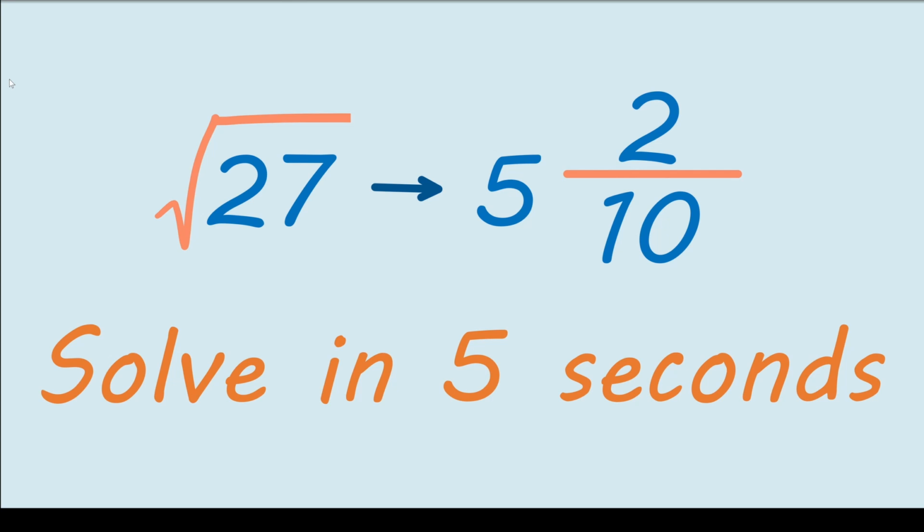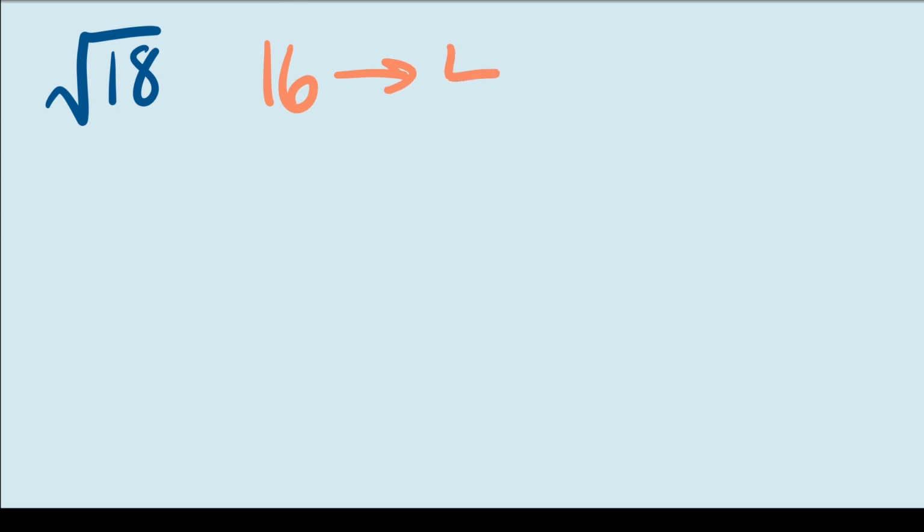First, I'll show you the trick, and then we'll do a few practice problems after that. Let's get started. Okay, so let's say you have the square root of 18. What we're going to do first is find the closest perfect square which is less than 18, and in this case that happens to be 16, and 16's square root is 4, so I'm going to write a 4 here.